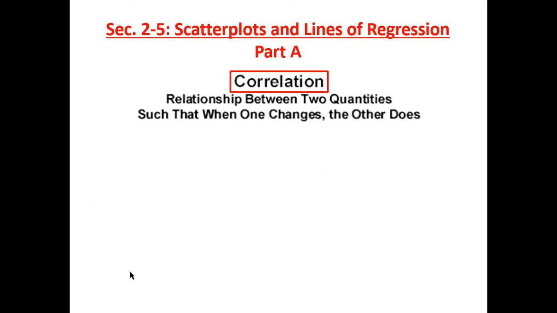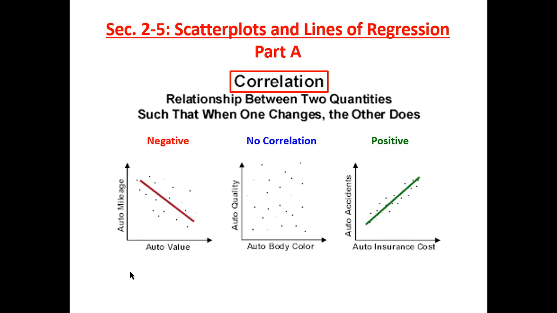Before we start our first example, we're going to talk about a definition. The word correlation. Correlation is the relationship between two quantities such that when one changes, the other one does. So if you look at our pictures here, we have three different examples that all relate to automobiles. For our first one, we call this a negative correlation. If you notice, the line that goes through our points has a negative slope.